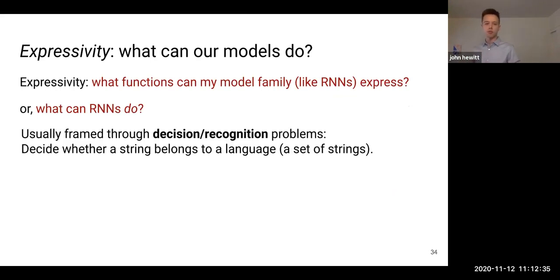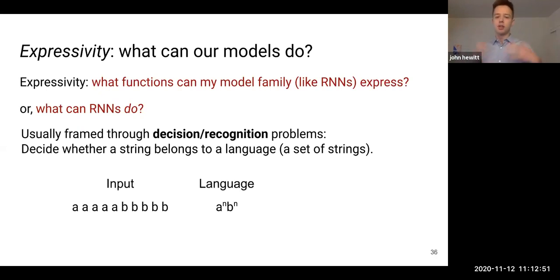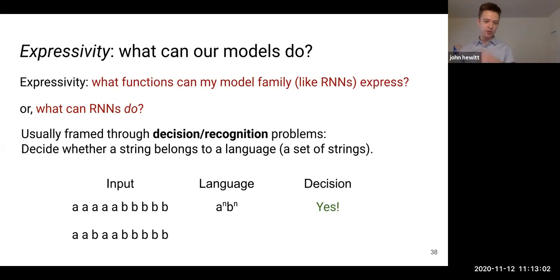And this is usually framed through decision and recognition problems. This should remind you of theoretical computer science kinds of things. You say you have a string of symbols, and you have to decide whether that string of symbols belongs to a language. So if you have some input, and maybe here's a language which is any number of A's followed by the same number of B's, the decision model needs to decide whether the string is in the language. And now you have another input and the same language, and the decision here is no. So if an RNN can make this decision correctly for any string, then it recognizes this language A to the n, B to the n.